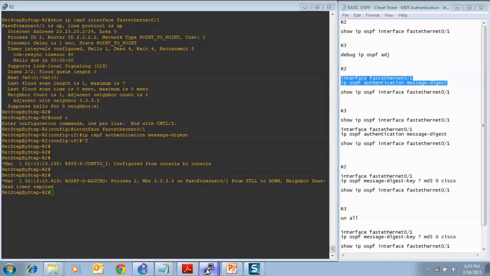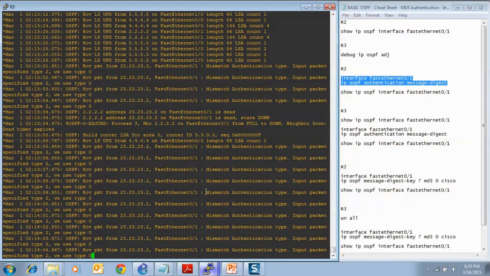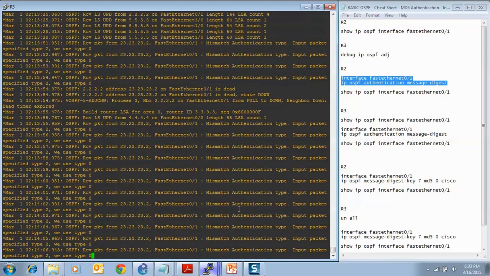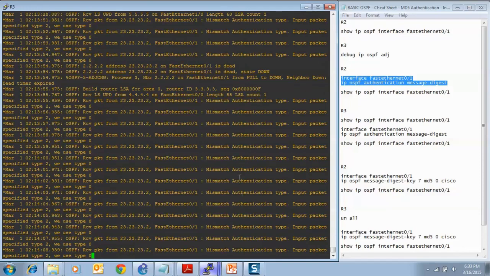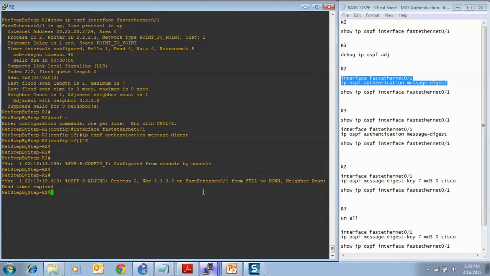Moving over to router 3, from the debug output, I can see that there is a mismatch of authentication type between router 2 and router 3. Moving over to router 2, I will utilize the show command, show IP OSPF interface fast Ethernet 0/1.